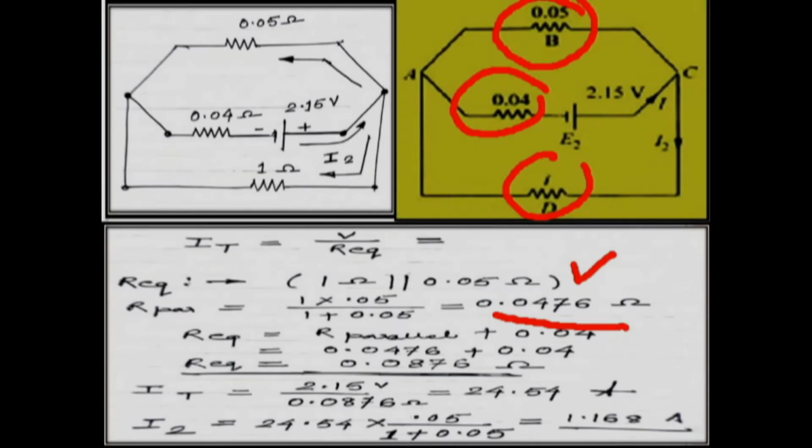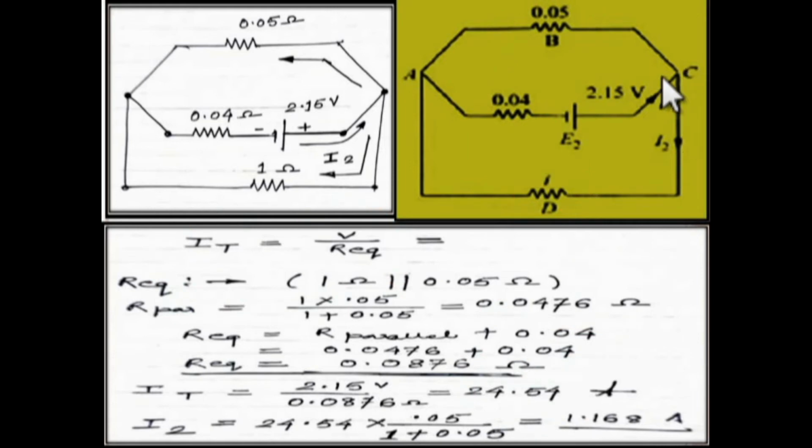So guys, here you can see the 1 ohm and 0.05 will be in parallel and in series with 0.04 ohm. So the equivalent resistance will be this and you can find out the total current by using this formula, I total equal to V upon R equivalent. So it will become 2.15 divided by 0.0876 something, then the total current will come 24.54, and now the current will be again divided from here.